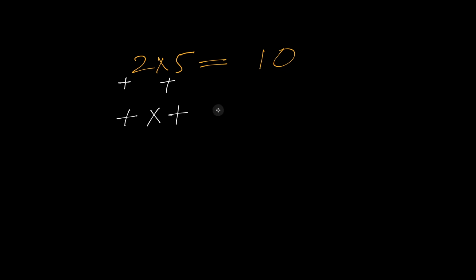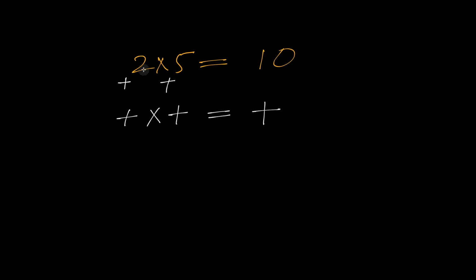We are going to take an example. Let's consider 2 into 5. We know the answer is 10, but can you pay attention to 2 and 5? Both are positive numbers. So if you multiply a positive number with a positive number, you are going to get a positive number.